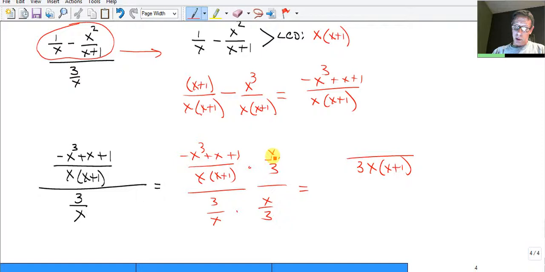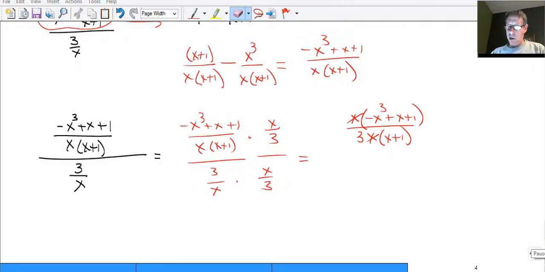My numerator is going to be x times this negative x. Well, actually, let's just leave it factored like that. And what's going to happen is this x will cancel with that x. Okay, so what that's going to give me is a minus x cubed plus x plus 1, all divided by 3 times x plus 1.